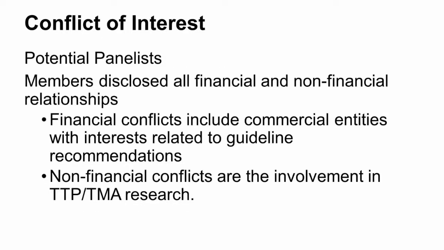Conflicts of interest is an important component of creating a transparent guideline process. All potential panelists were screened so that the panel would be comprised of at least some non-conflicted members. Members were asked to disclose all financial and non-financial relationships from 12 months prior to the guideline initiation through to publication. Financial conflicts included commercial entities with interests related to guideline recommendations, like working with pharmaceutical companies who had TTP drugs, and also non-financial conflicts, such as the involvement in TTP or TMA research.